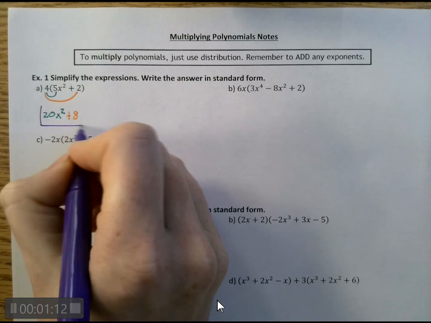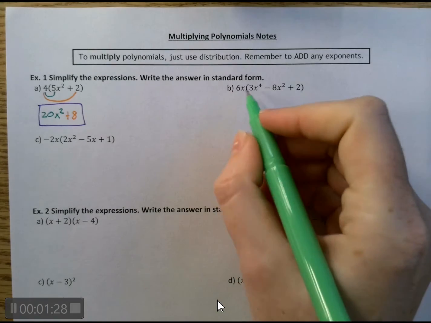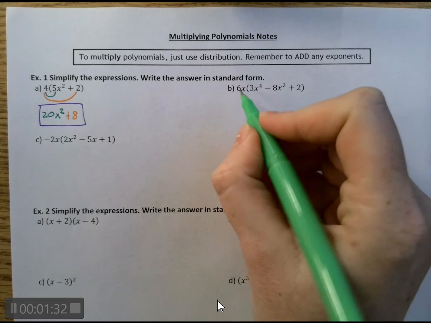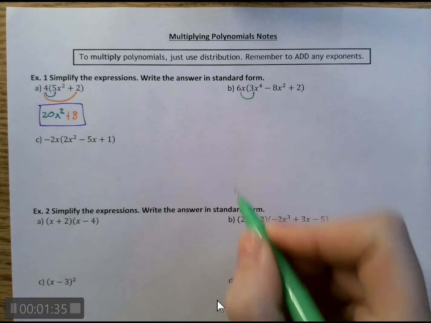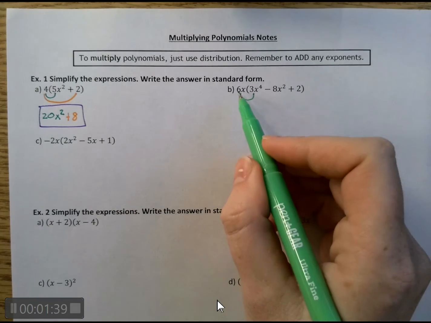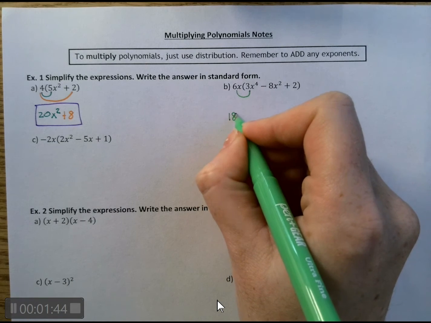Oh, don't worry. It gets harder. But it's manageable. Okay. So now, let's take a look at B. So if you notice, this time we have 6x outside of our parentheses. So we're going to multiply our 6x times everything inside of the parentheses. And it's going to be 6x times 3x to the 4th. So start out with multiplying the numbers. 6 times 3 is going to give us 18.